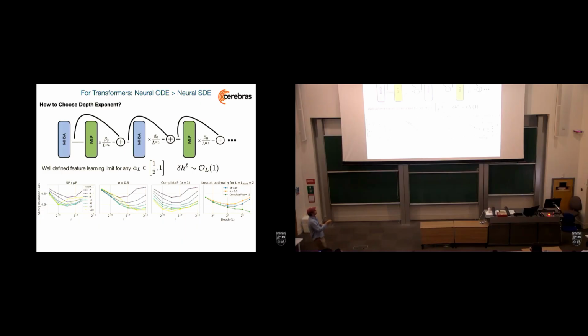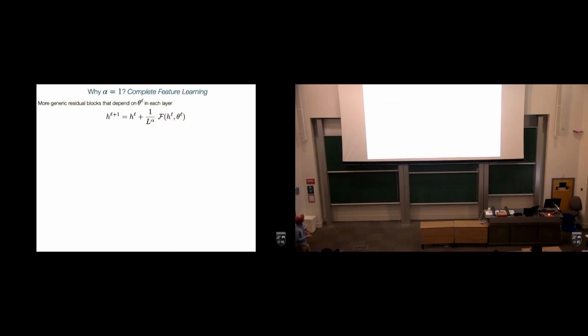And then what we're calling Complete P is this choice of alpha equals 1. In Complete P, in this scaling, you can see that the optimal learning rates are roughly consistent. Also, you can go even beyond optimal depth, or train super deep models stably if you do this, whereas the standard parameterization and alpha as a half can destabilize.